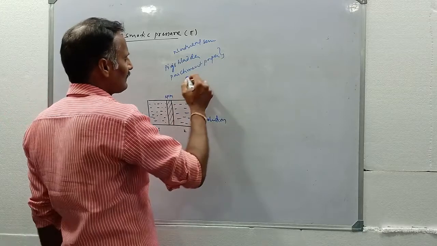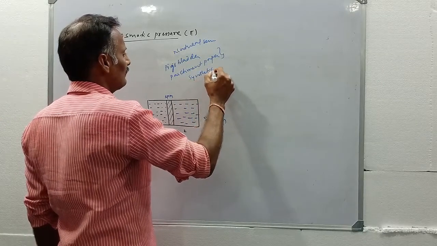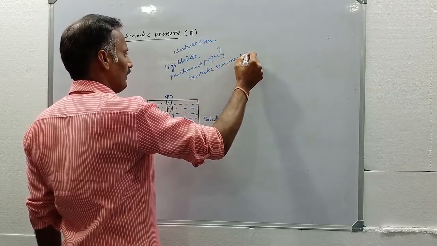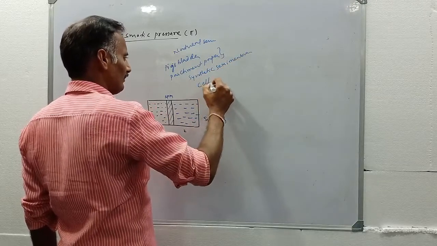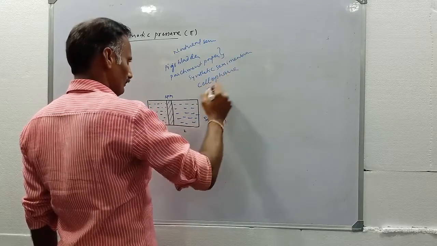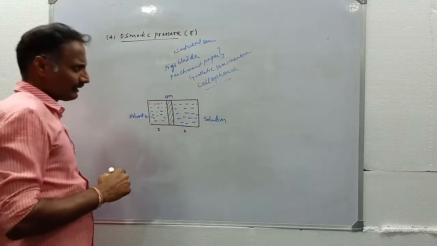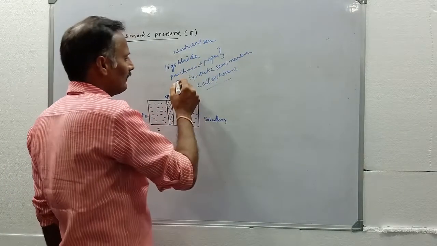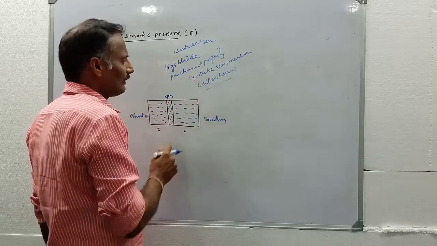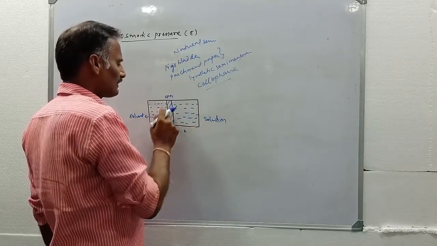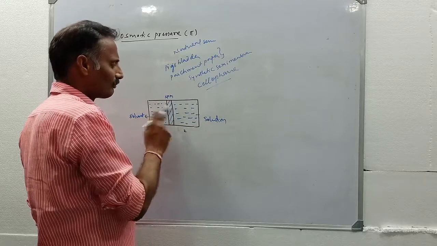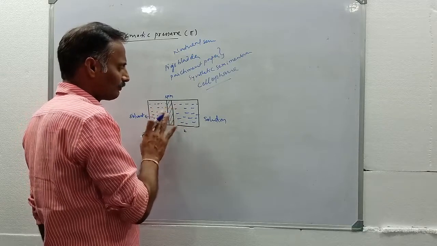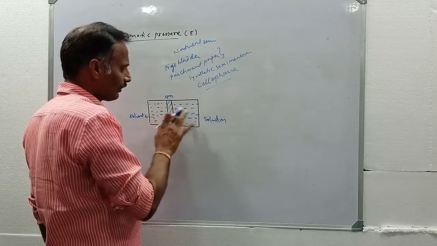And what about synthetic? In the synthetic semi-permeable membranes, the synthetic semi-permeable membrane is cellophane. Cellophane is called a synthetic semi-permeable membrane. Pig's bladder, parchment paper and cellophane membranes are semi-permeable membranes which allow the movement of solvent molecules but not solute particles.